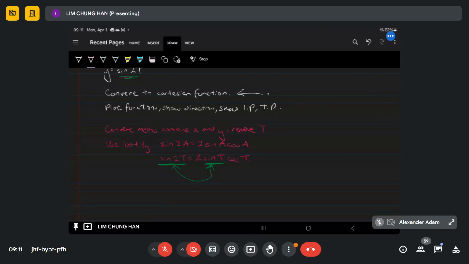But the problem is there's another small problem. Because you have a sine 2t. Now normally in calculus, whenever you have this 2t, or 2 theta, this type of situation is very difficult to work with.